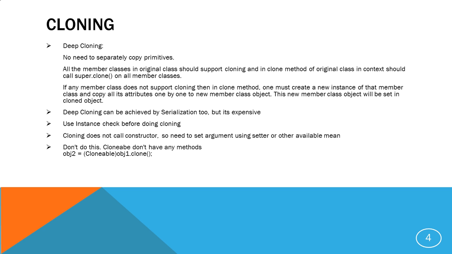Okay, next, when you're trying to do the cloning, don't do this: you should not say obj2 is equal to Cloneable obj1.clone, because Cloneable doesn't have any method, it's just a marker interface. Okay, so let's try to see how cloning works in Eclipse.